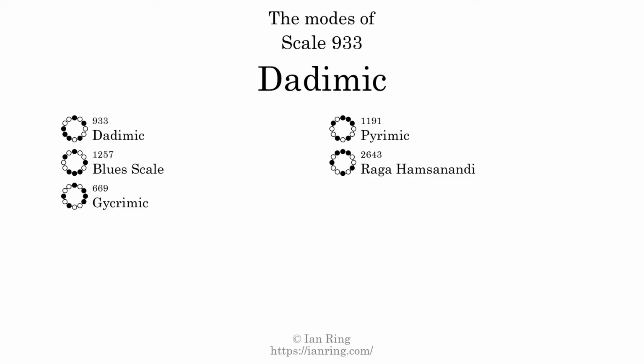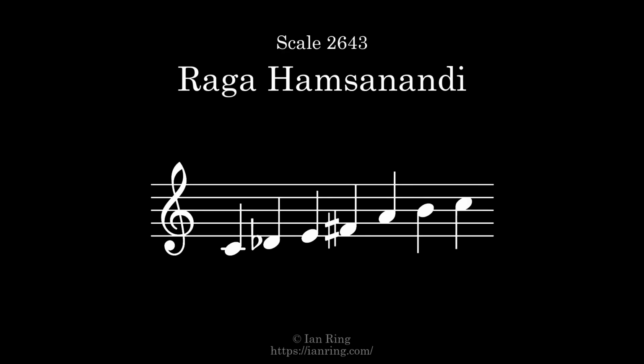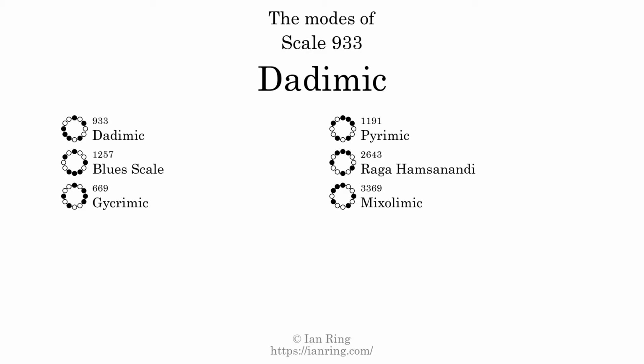The fifth mode is scale 2643, also known as Raga Hamzanandi. It sounds like this. The sixth and last mode is scale 3369, also known as Mixolymic. It sounds like this.